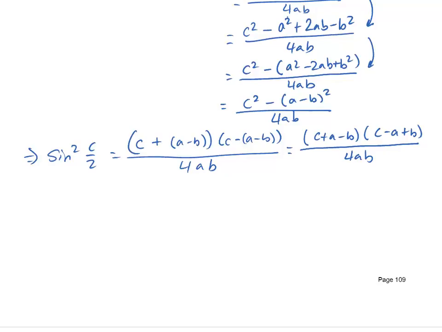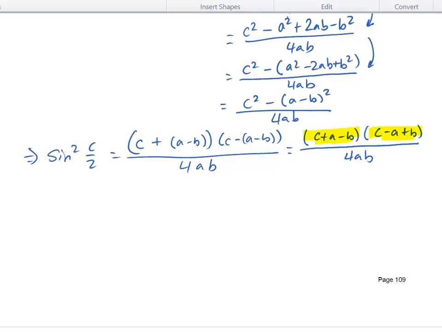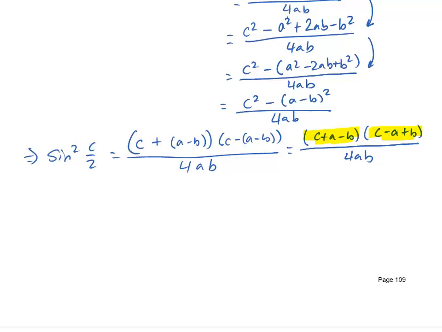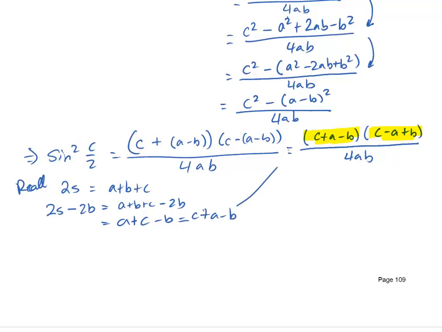So what I really want to take a look at here is these two things. It turns out those are going to be something in terms of s and a, s and b. Again, recall 2s was a plus b plus c. So if I do 2s minus 2b, that's a plus b plus c minus 2b, or a plus c minus b, which is also c plus a minus b, this term right here.